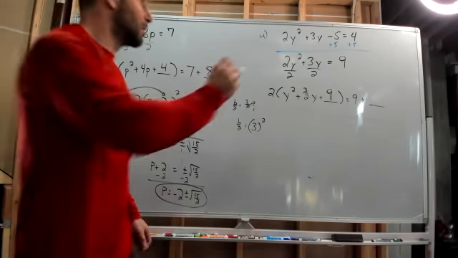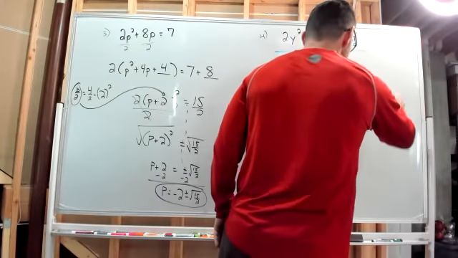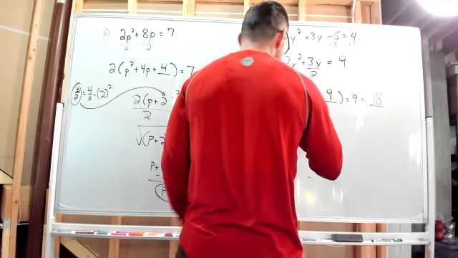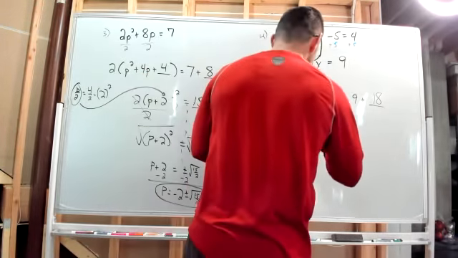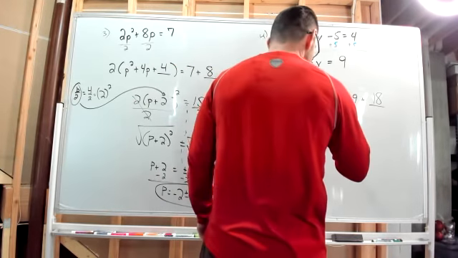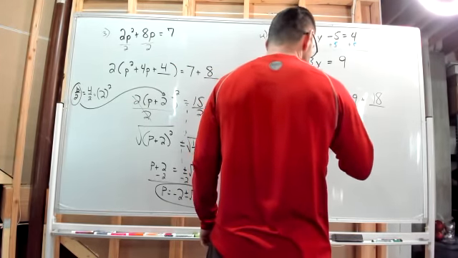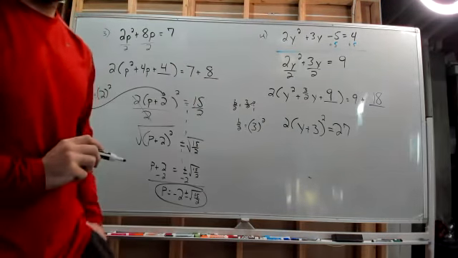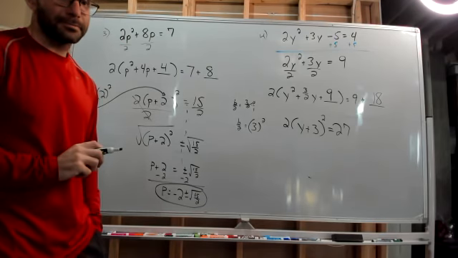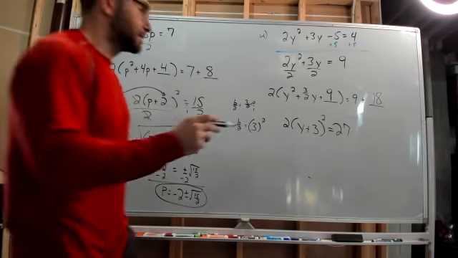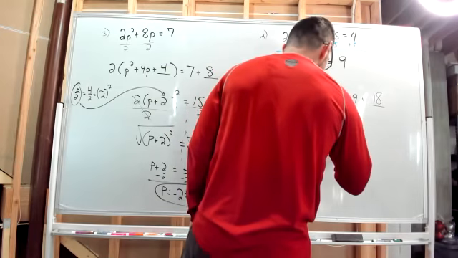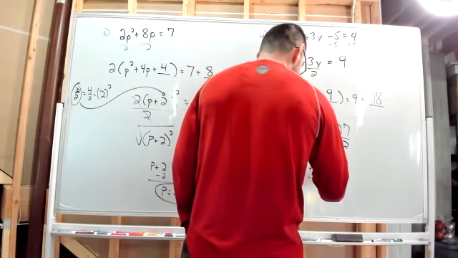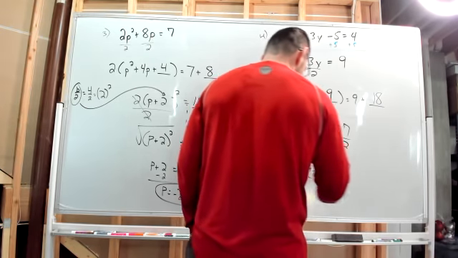But 2 times 9 is 18. So now I've got 2y plus 3 equals 27. Remember, this is squared. Have I lost anybody yet? Divide by 2. That leaves me y plus 3 squared equals 27/2.